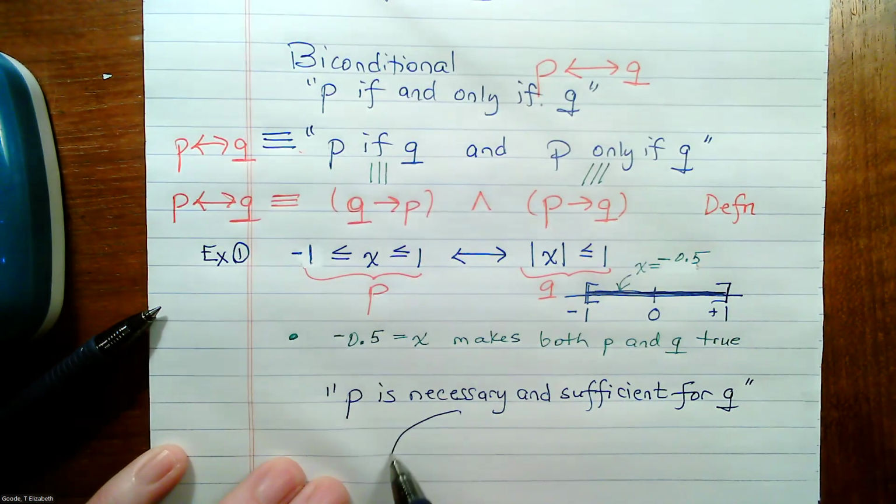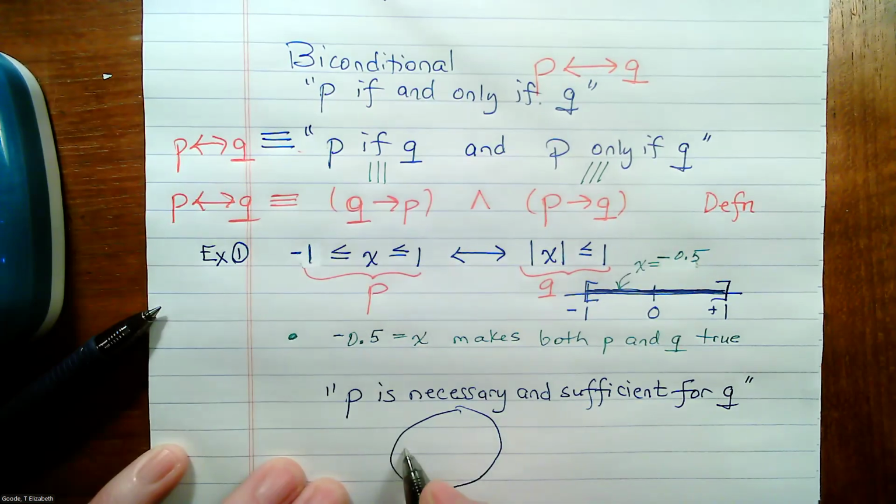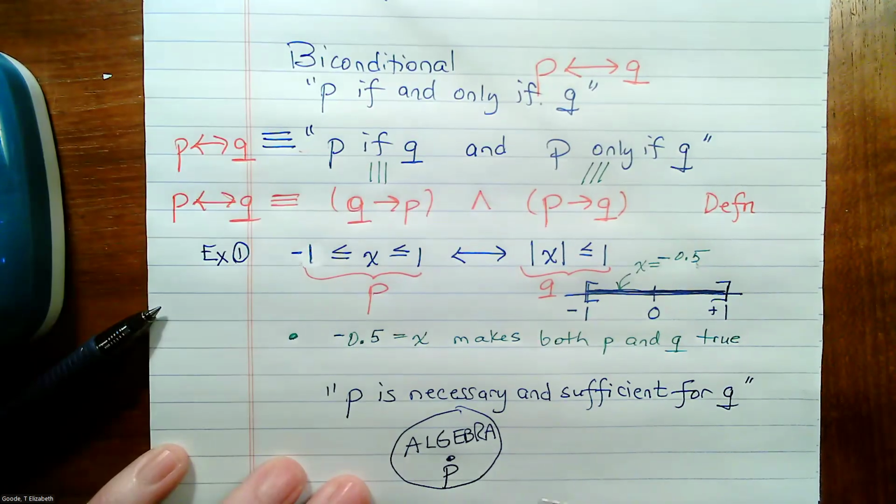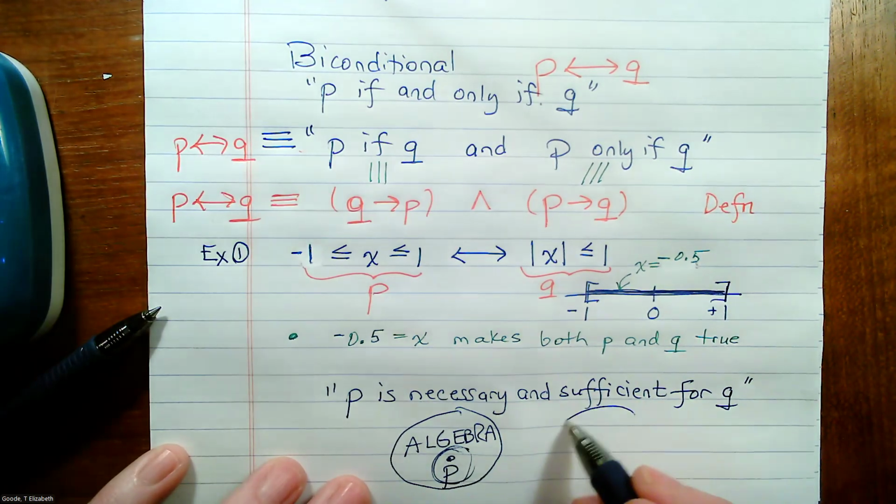For example, maybe in the world of algebra, something is happening, something true is happening. And we've got some statement P over here in the world of algebra.